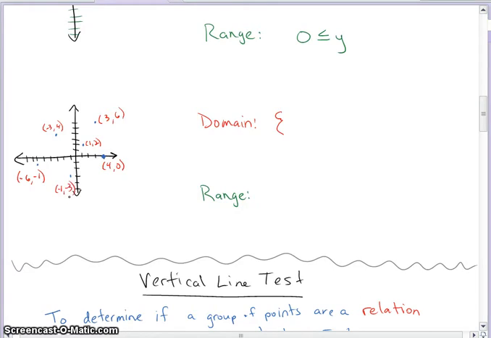So the domain is the x values. What are the x values? Well, there's a negative 6, a negative 3, a negative 1, 1, 3, and 4. This time we use the brackets because it doesn't include any other numbers. There's no line, so it doesn't include other things. The range is just the y values. So the y values here are negative 3, negative 1, 0, 2, 4, 6. Those are the y values. And that's it. I'm done.